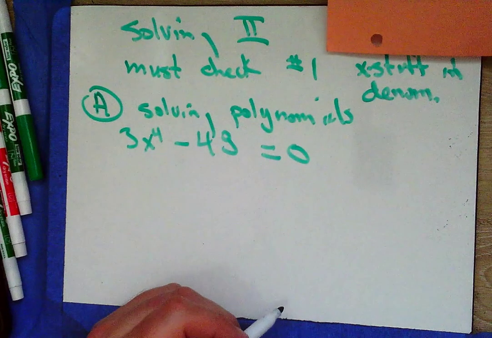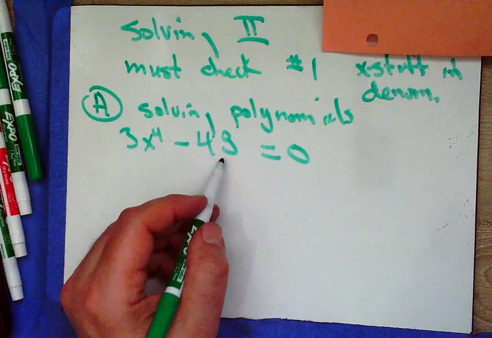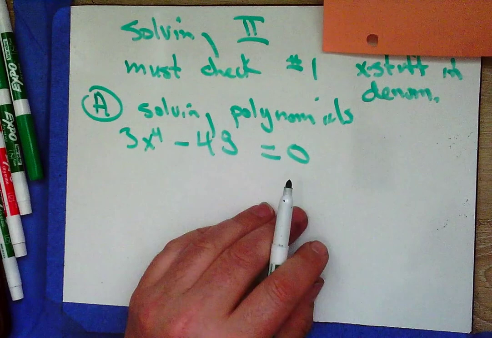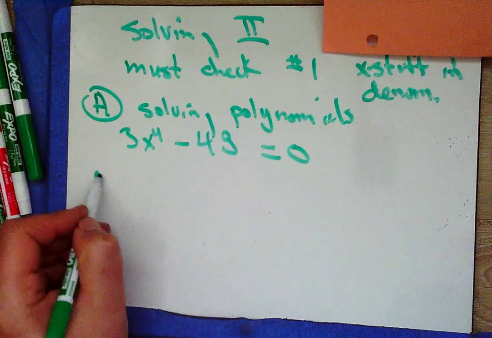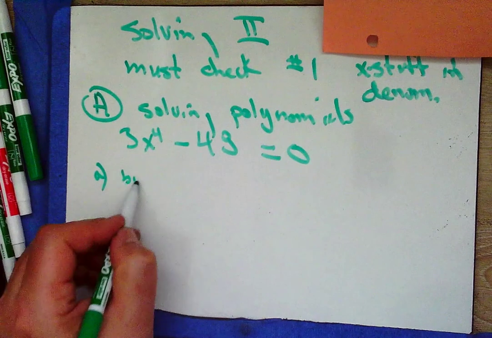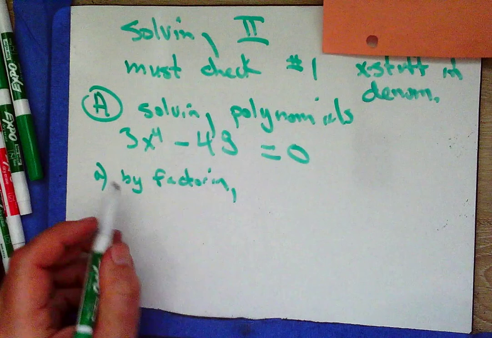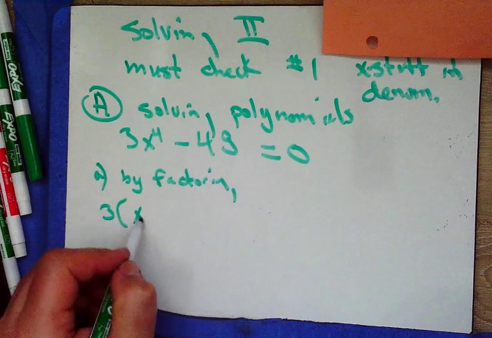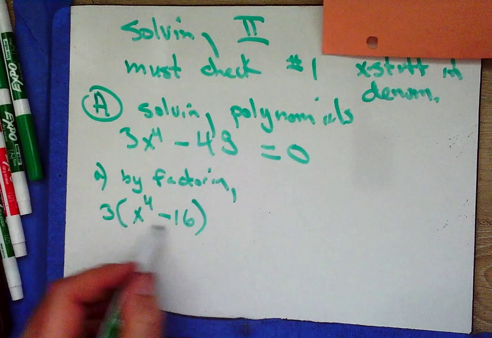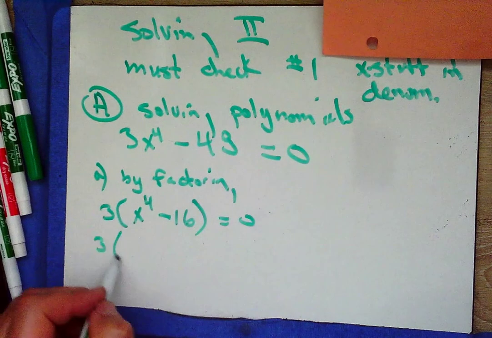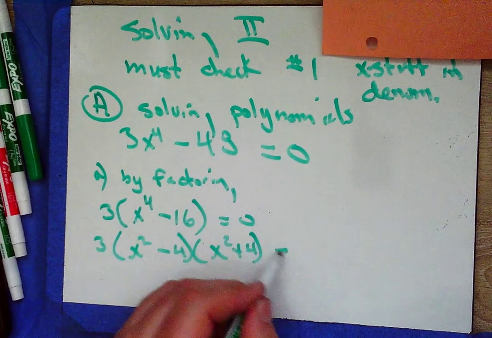All right, so here, I remember if I'm thinking about, wow, I could do this a bunch of different ways, couldn't I? I really can. So let's say first way by factoring. So I'm going to factor out a 3 from both of these terms, x to the 4th minus 16, a difference of squares. So that's going to be x squared minus 4, x squared plus 4.